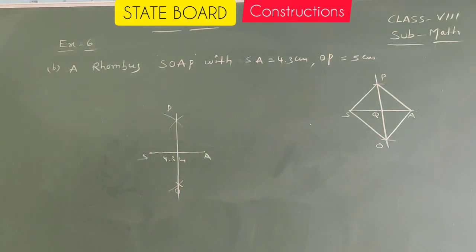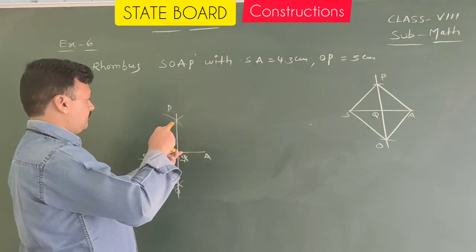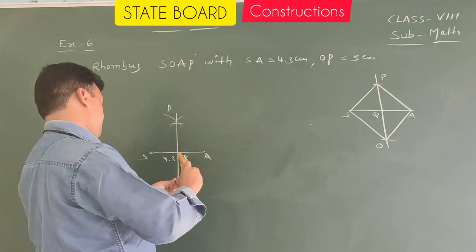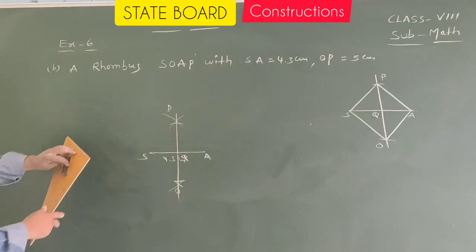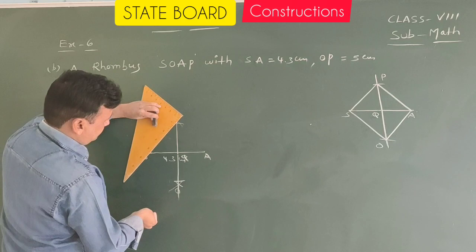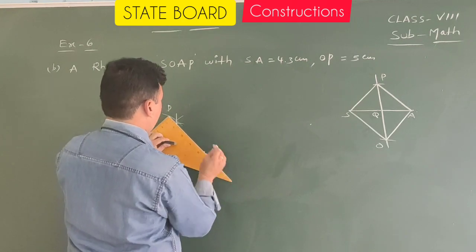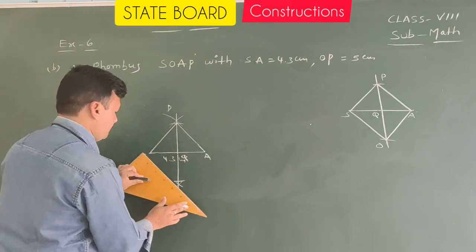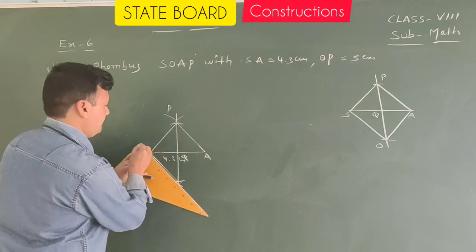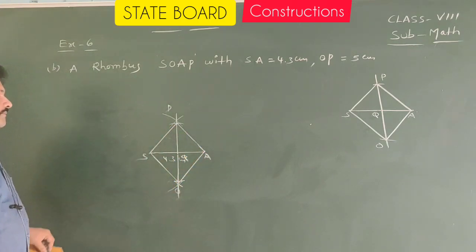Next, with the Q as center, draw 2.5 each. Now join the points. The required rhombus SOAP.